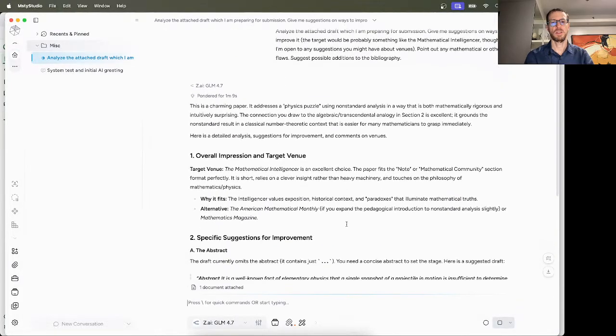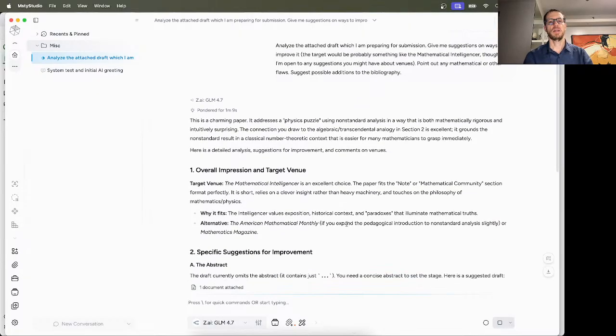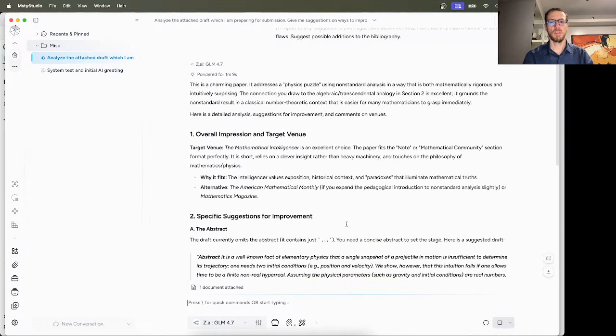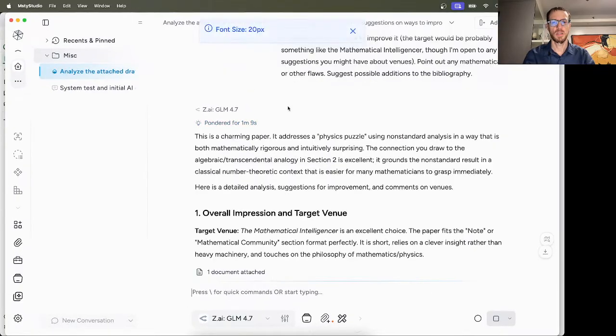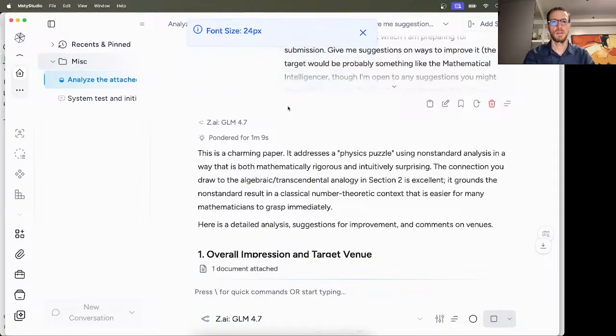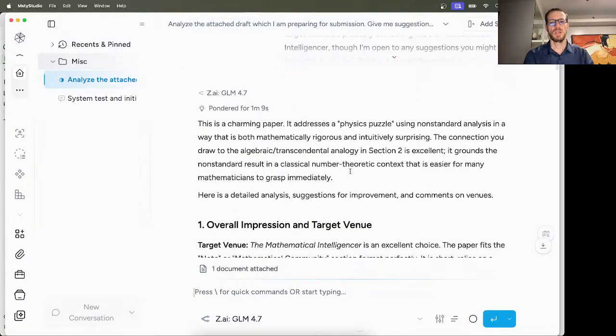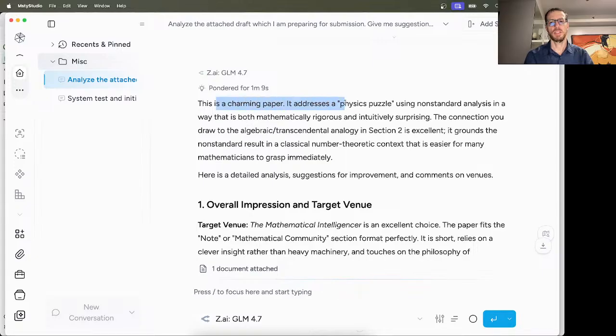The AI finished thinking. Wait, can I make the text larger? Yes. The AI says, "This is a charming paper. It addresses a physics puzzle using non-standard analysis in a way that is both mathematically rigorous and intuitively surprising. The connection you draw to the algebraic/transcendental analogy in section 2 is excellent. It grounds the non-standard result in a classical number theoretic context that is easier for many mathematicians to grasp immediately."